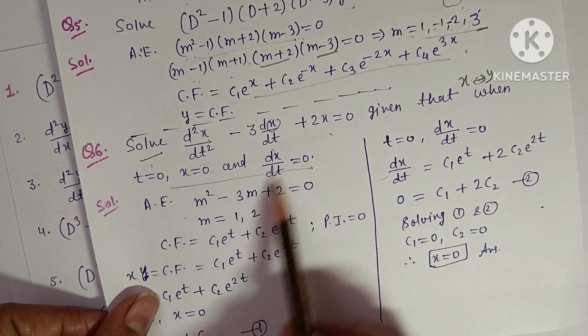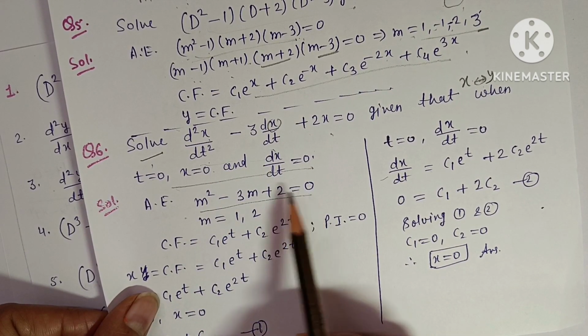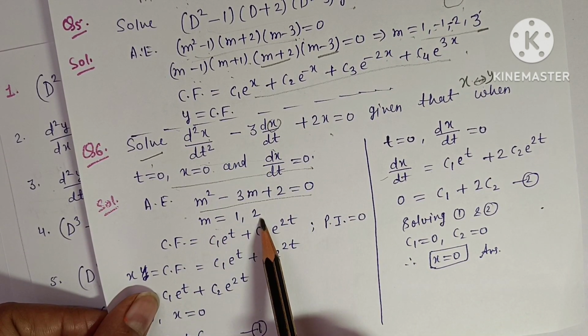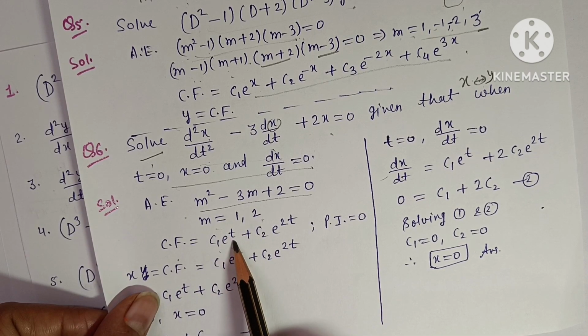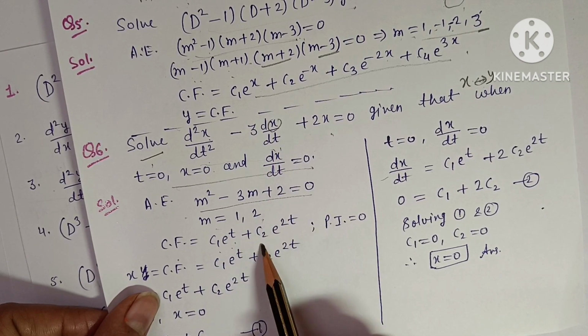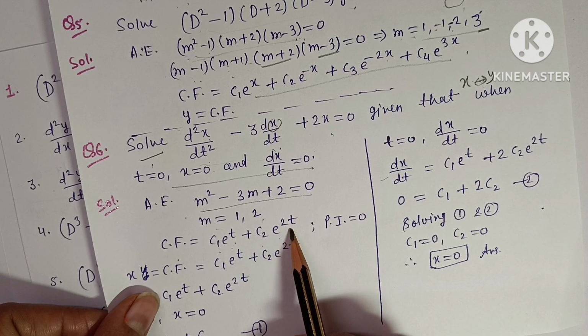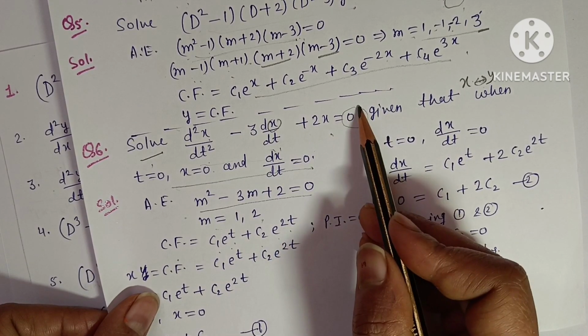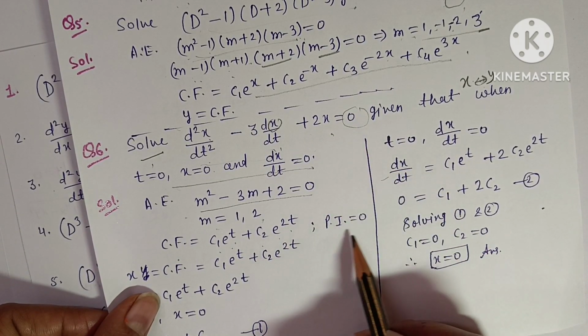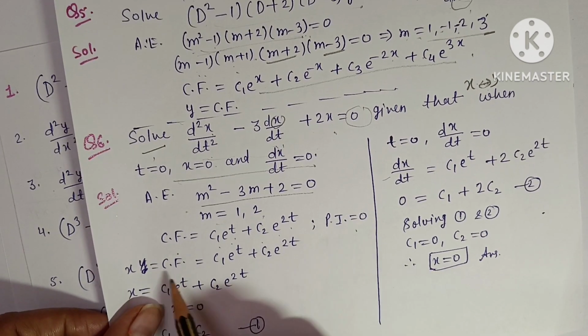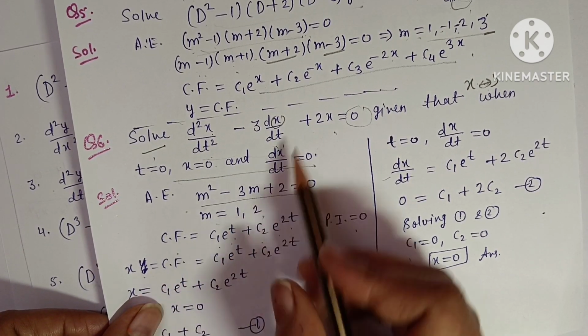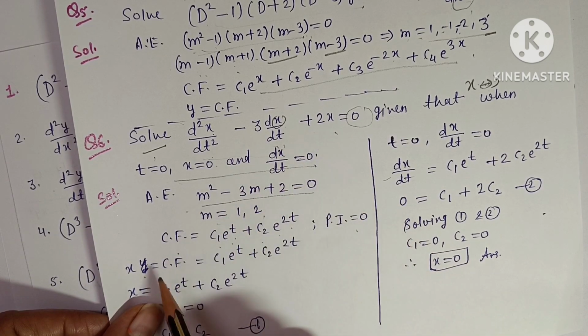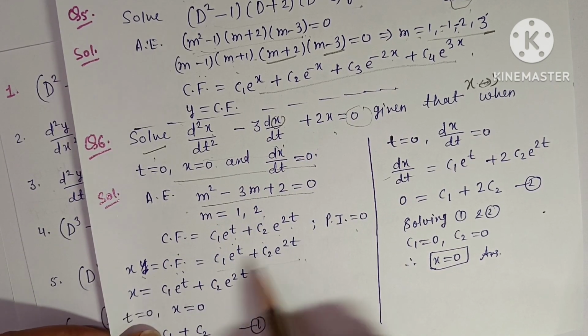So first, for solving, I have written the auxiliary equation here, then the roots will be 1 and 2, then CF will be C1 e to the power t, because t is the independent variable, plus C2 e to the power 2t. This is CF. The right side function is 0, that is why PI is 0. Then x will be, because x is the dependent variable in place of y, CF plus PI. So CF is this, PI is 0, so you have x like this.